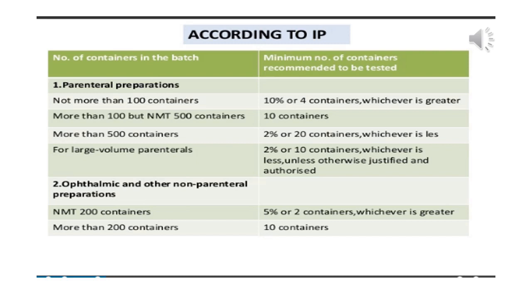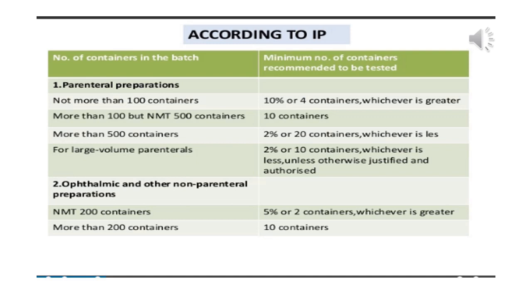So IP has suggested a few methods by which you can select how many containers are to be subjected to a particular sterility test. If you look at the table, if you are talking about parenteral preparations, if your batch size is not more than 100 containers, I repeat, if your batch size is not more than 100 containers, then from those containers you are supposed to select 10% or 4 containers, whichever is greater.